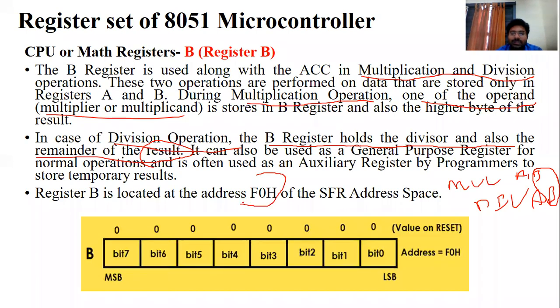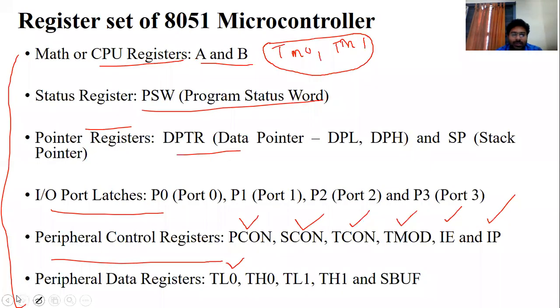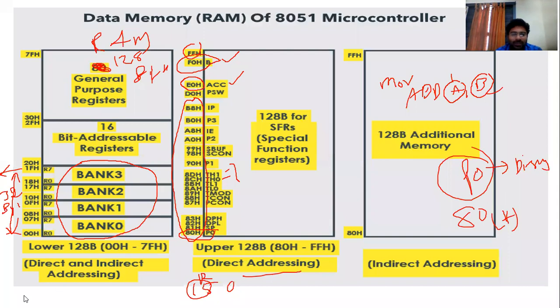So what is the location of the register? This is the address of register B. See, register B's address is F0H. What is register A's address? E0H. But you need not remember all these register addresses.